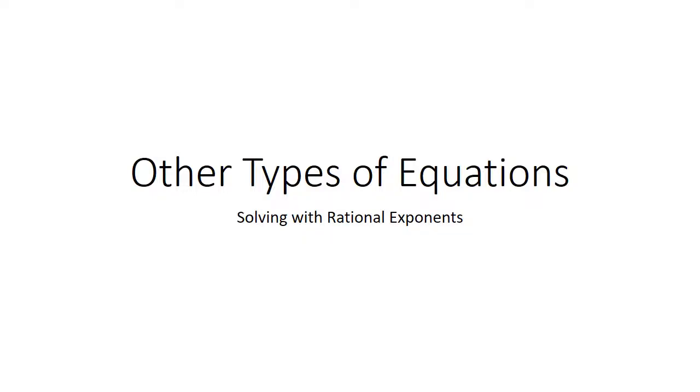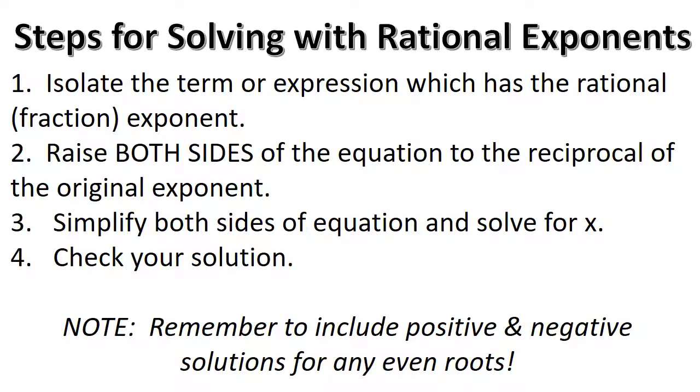Here we go with solving another type of equation, one which has a rational or fractional exponent. Here are the steps. First, you will isolate the term or the expression that has that fractional exponent. Then you raise both sides of the equation to the reciprocal of the original exponent. That means I'm going to flip the original exponent. I would then simplify and solve.